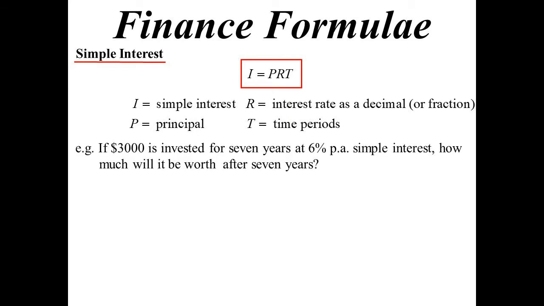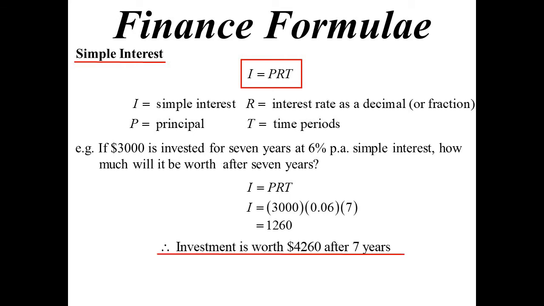Okay, $3,000 invested for 7 years at 6% simple interest. How much will it be worth after 7 years? So I equals PRT. The principal is 3,000. Our interest rate is 6%, but I'm going to put it as a decimal, 0.06. And time is 7. Multiply it all together, and there's our answer, 1,260. Well, it's our answer to the interest. It's not an answer to the question. The question said, how much will it be worth? So to find how much it's worth, we'd have to add the interest on to 3,000. So $4,260 after 7 years.